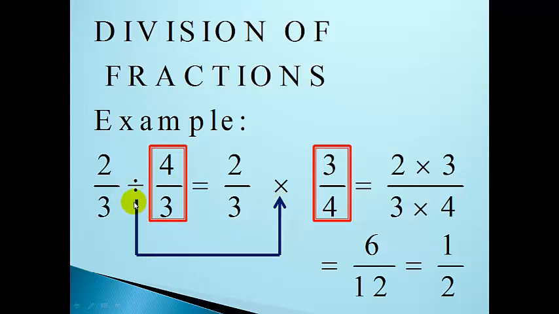I repeat, with the division of fractions, when you are simplifying, the division sign quickly changes to multiplication. And as soon as you change the division sign to multiplication, take note that with this fraction, the denominator now becomes the numerator, and the numerator now becomes the denominator.